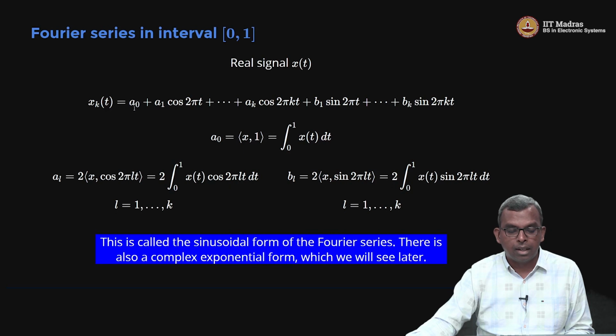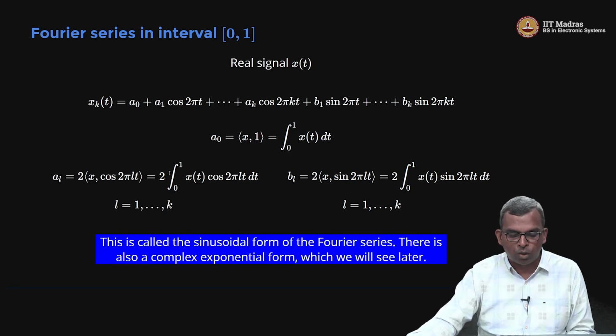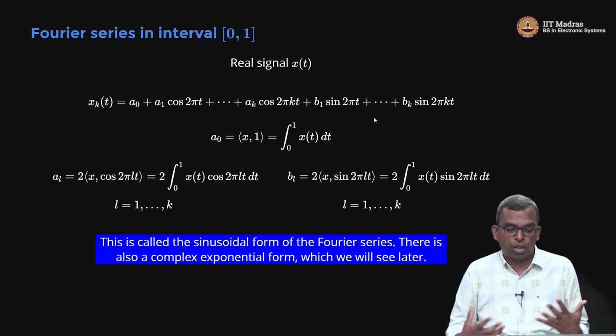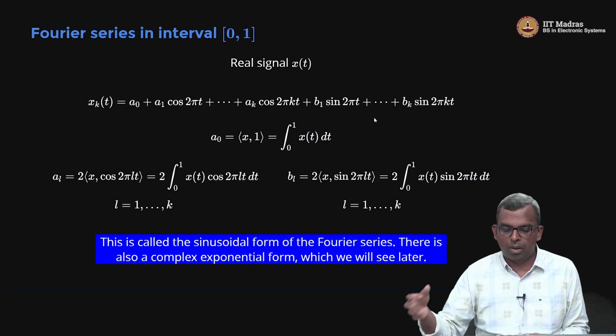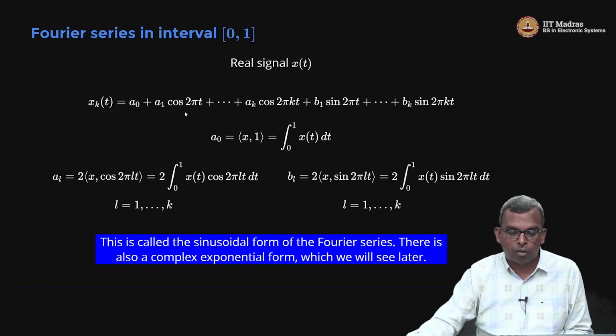How do you find these coefficients? a0 is just the inner product of x with 1, it's the integral from 0 to 1 of x of t dt. al is 2 times the inner product of x with cos. You remember there was a 2 factor that came up from somewhere. So it's 2 times the integral from 0 to 1 of x of t cos 2 pi lt, where l goes from 1 to k. bl is 2 times the integral from 0 to 1 of x of t sin 2 pi lt, and l goes from 1 to k. So this is my definition for the partial Fourier series up to some k, whatever k you may want to pick, up to some harmonic. This k is called the harmonic: first fundamental, second harmonic, third harmonic, and so on till the kth harmonic.